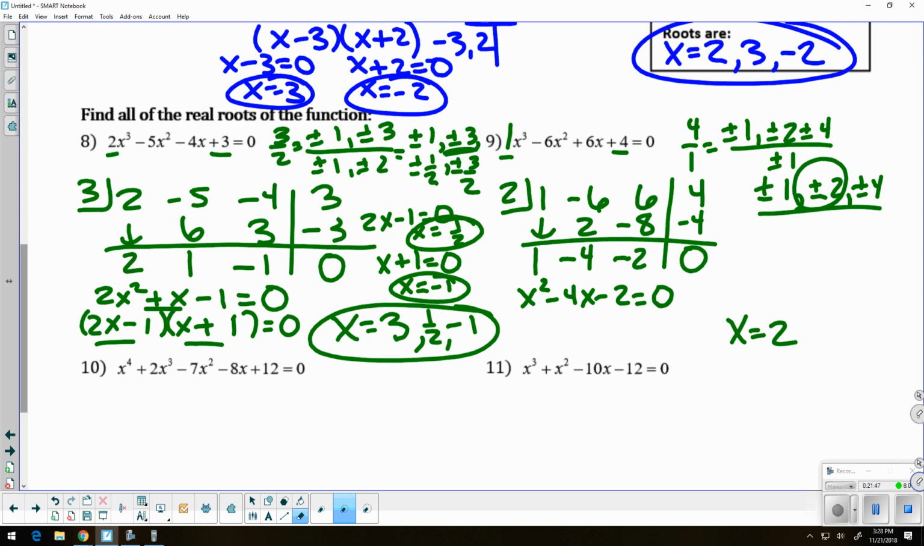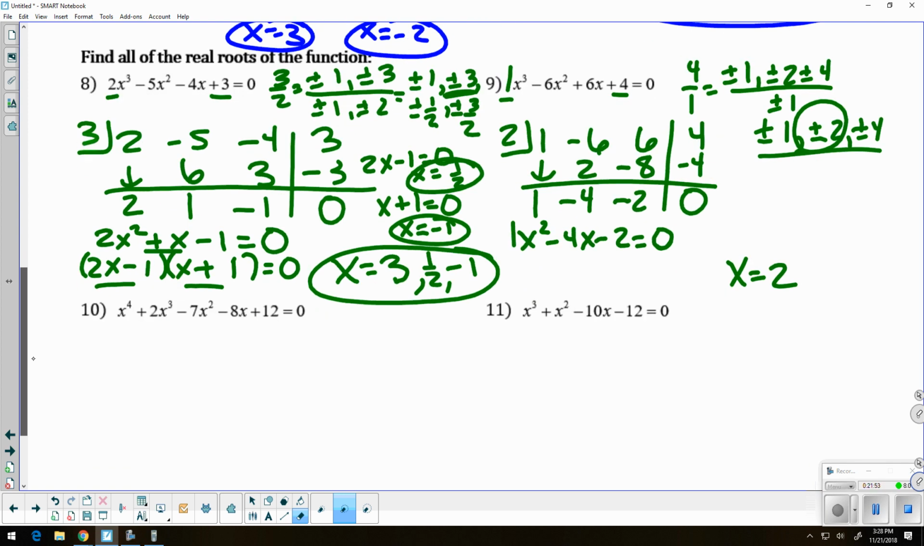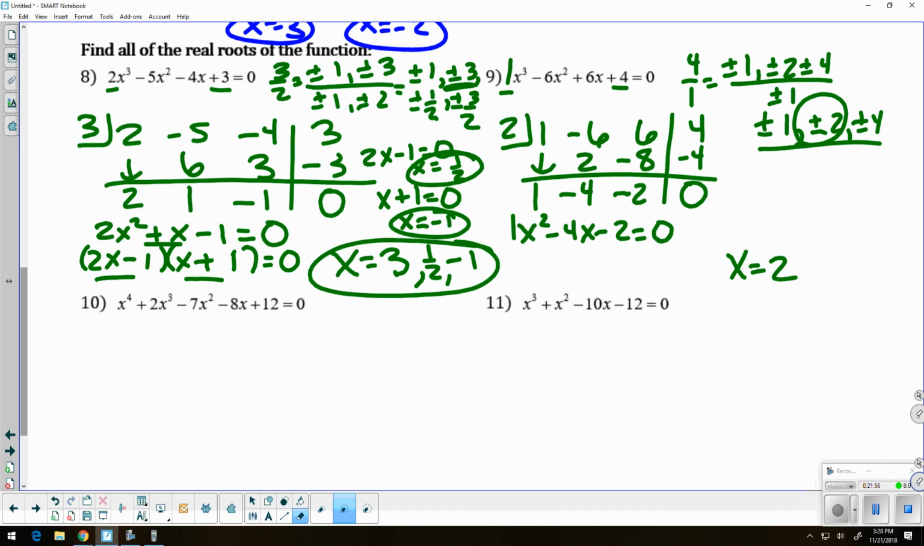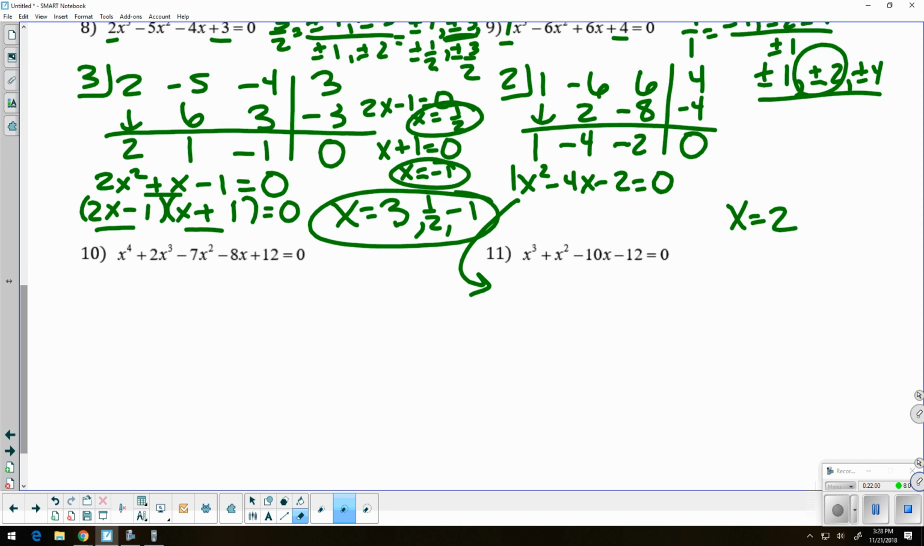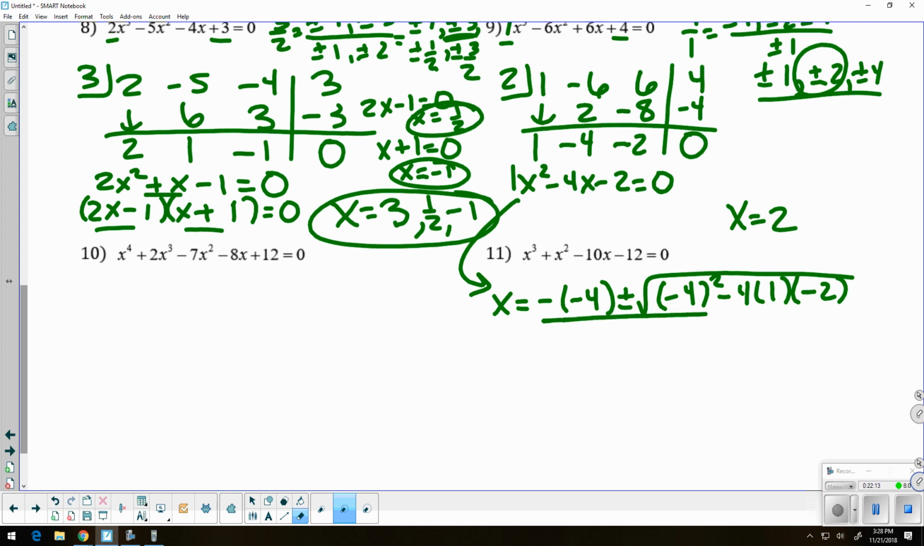So I'm just going to plug this into the quadratic. Okay? So 1 is our A, negative 4 is our B, and negative 2 is our C. I'm just going to do it down here in problem number 11. If I plug this all in, I would have x equals negative b, so negative negative 4, plus or minus the square root of b squared, negative 4 squared, minus 4 times a times c, all over 2 times a. All right, here we go, quadratic formula, fun stuff.